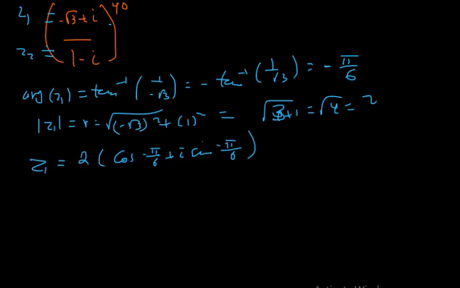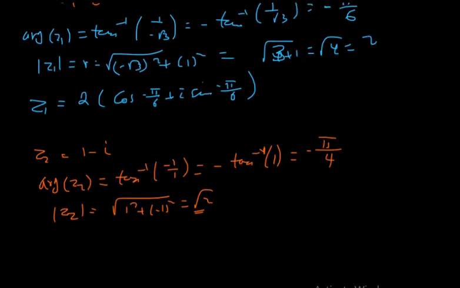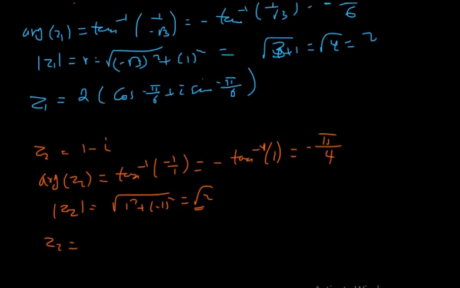Okay, now let's do the second one. So z2 is 1 minus i. Let's find the argument of z2, which is tan inverse of minus 1 over 1, which is negative of tan inverse of 1. That goes to 45 degrees, negative pi over 4. The modulus of z2, or r, is the square root of 1 squared plus minus 1 squared, which is the square root of 2. So the polar form of z2 will be r, which is the square root of 2, into cosine of minus pi over 4 plus i sine of minus pi over 4.